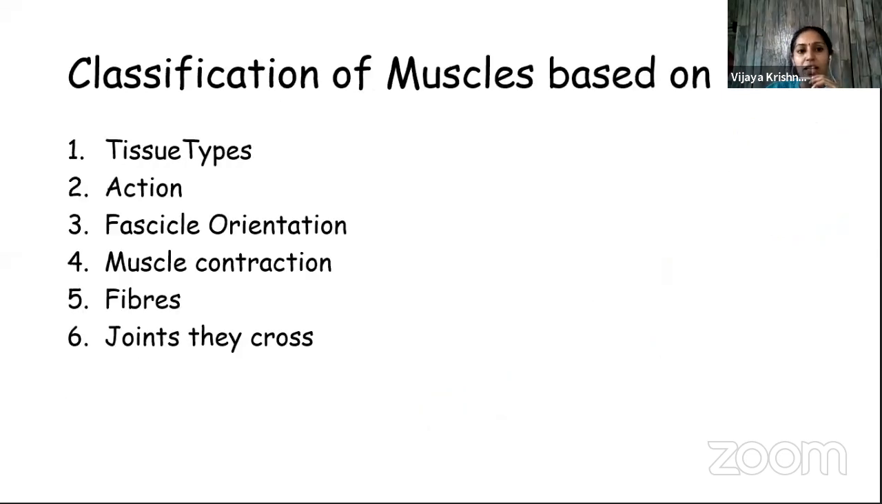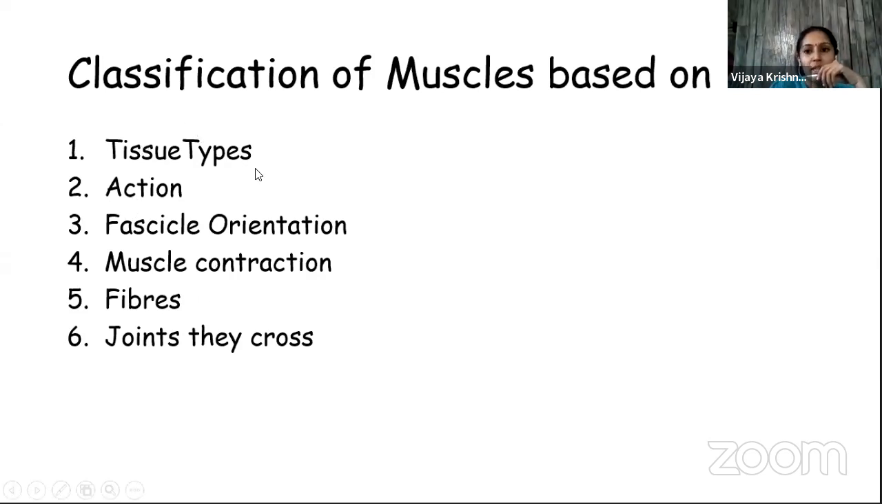The next thing is the classification of muscles. So how do you classify them? There are six types here: based on the tissue type, based on the action that they perform, the fascicle orientation, the types of muscle contraction, the fibers that are present in the muscle, and the joints that they cross. So let us cover each one of them individually.